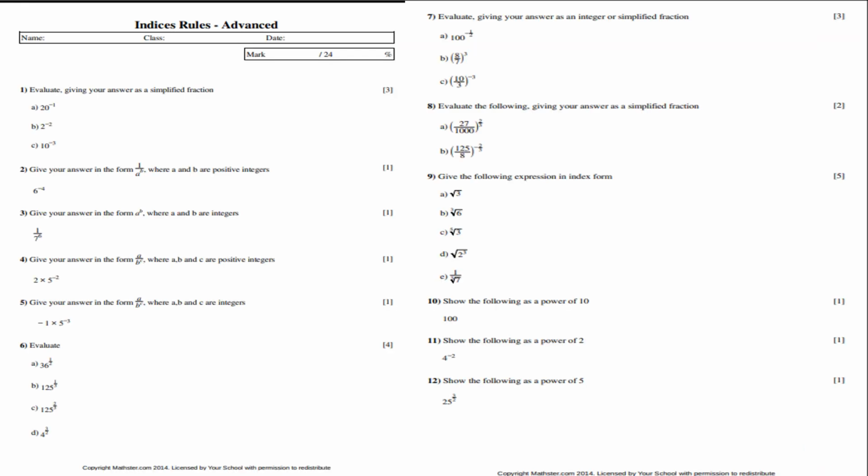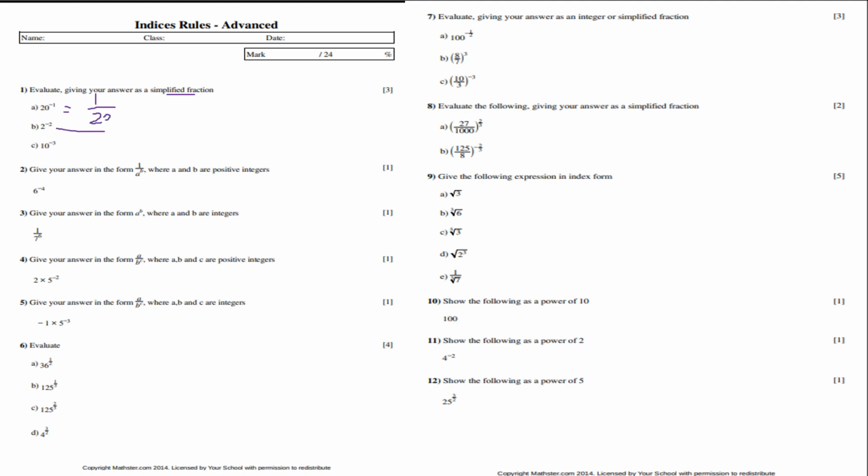So the last part for today's video, apologies, it's actually quite a long video. We're looking at some indices here, and advanced. Question number 1. Evaluate, giving your answer as a simplified fraction, 20 to the minus 1. So the negative index just means 1 over, it's the reciprocal. So the reciprocal of 20 is just 1/20th.